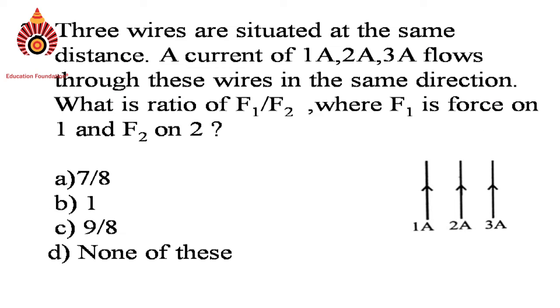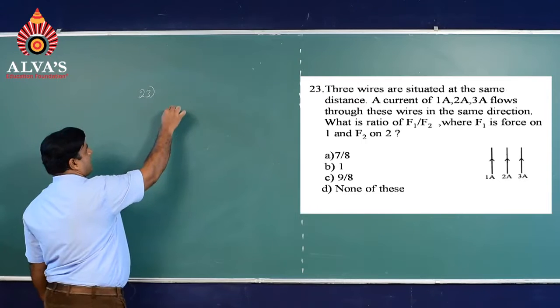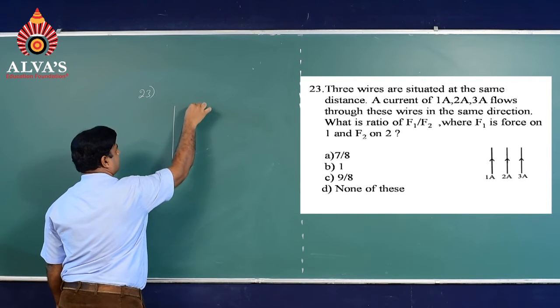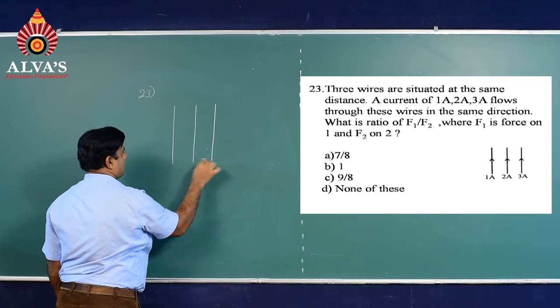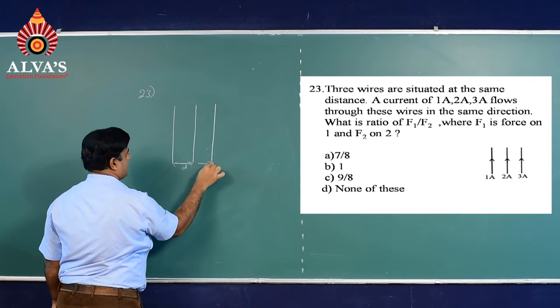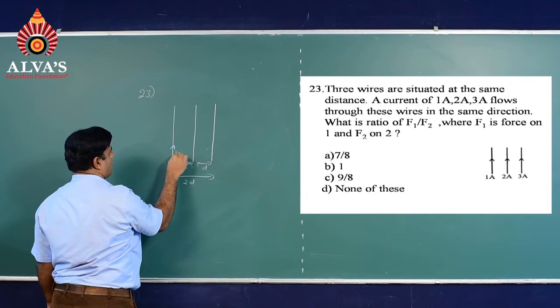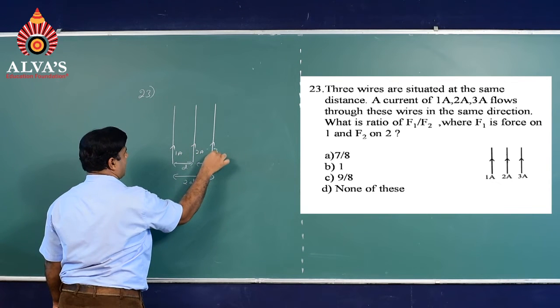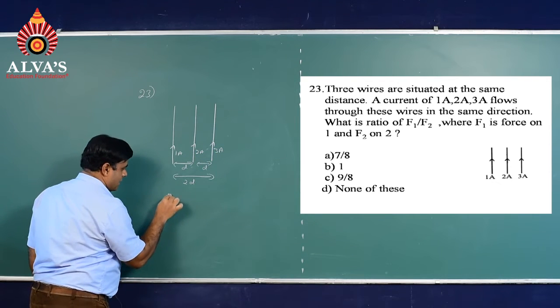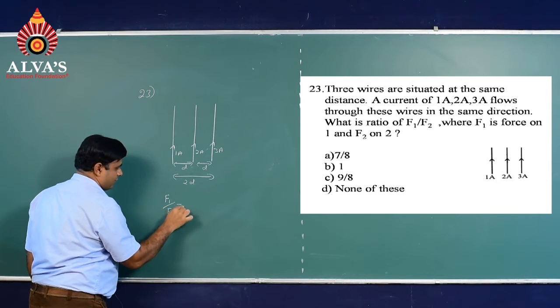3 wires are situated at the same distance. A current of 1 ampere, 2 ampere, 3 ampere flows through these wires in the same direction. What is the ratio of F1 by F2, where F1 is the force on the first conductor, F2 is the force on the second conductor. Here 3 conductors are given, first, second, third, separated by equal distances. They carry current 1 ampere, 2 ampere and 3 ampere. You have to calculate F1 divided by F2.